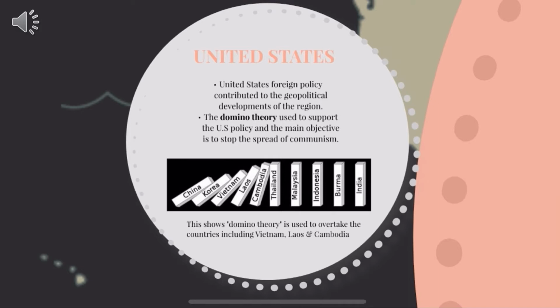The domino theory was one of the main arguments used in the Kennedy and Johnson administrations during the 1960s to justify increasing American military involvement in the Vietnam War.